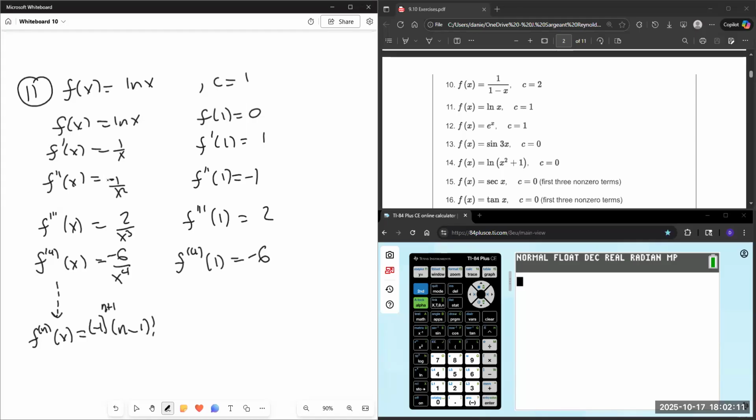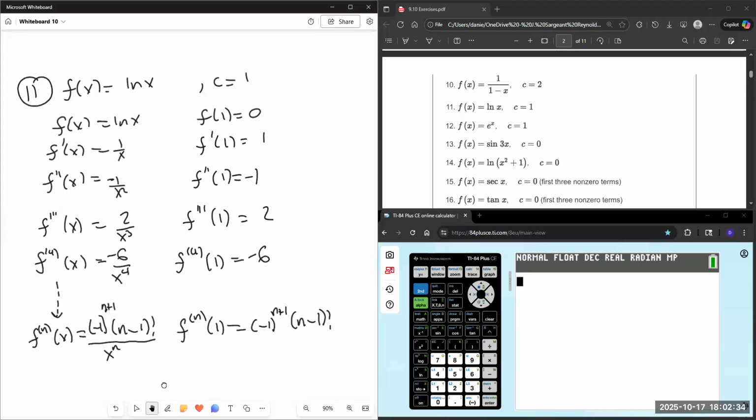And let's see, what else? Over x to the n, because the power of the denominator matches the order of the derivative. So nth derivative at 1 is negative 1 to the n plus 1, n minus 1 factorial.